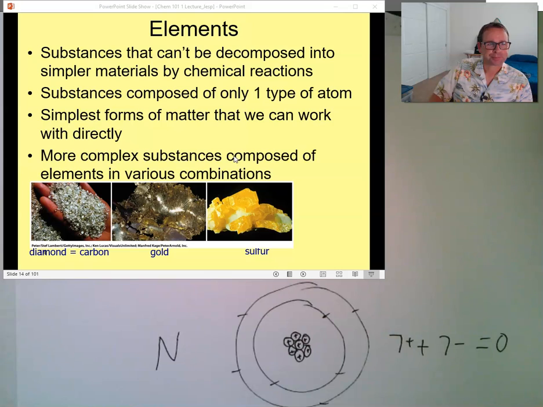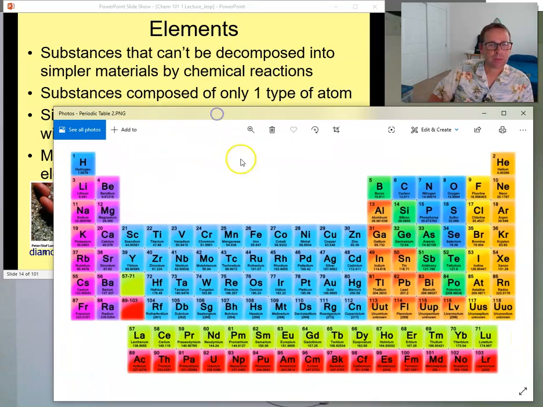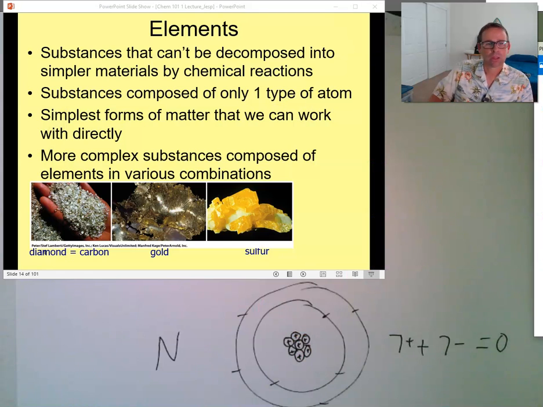So, when we talk about elemental material, or a material that is an element, it means that all of the atoms are the same. So this is gold right here. And we can look on the periodic table, and we can look around and try to find it. Here it is right here, gold, 79. 79 protons in the nucleus of every gold atom.